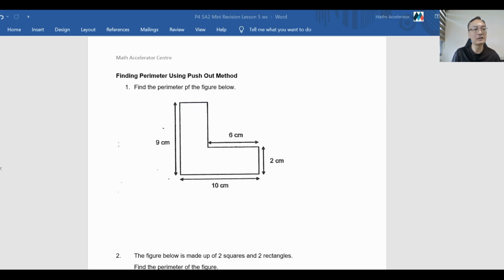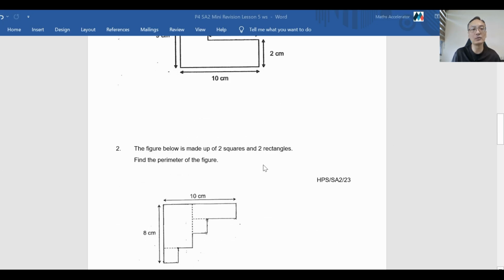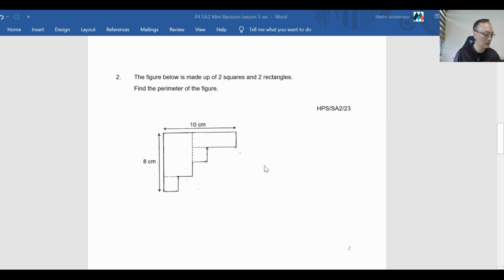Next, let's carry on to do question 2. So question 2, the figure below is made up of 2 squares and 2 rectangles. Find the perimeter of the figure. So this one, I'll just solely use the push-out method, right?